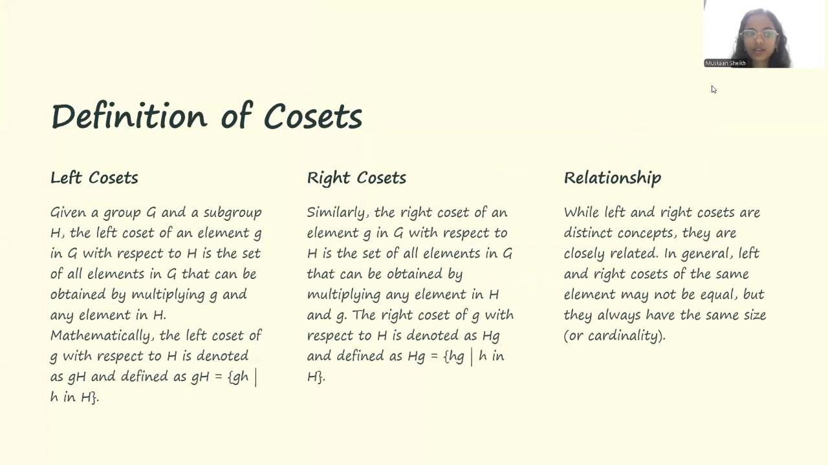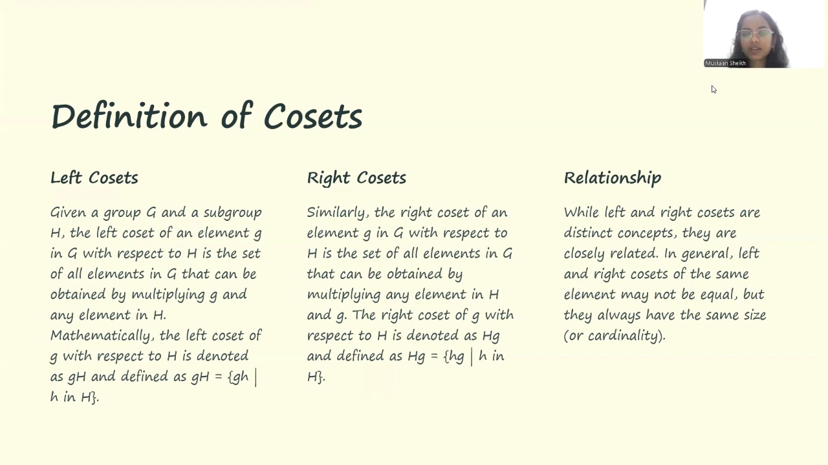Definition of cosets. Left cosets, right cosets, and their relationship. Left cosets: given a group G and subgroup H, the left coset of an element g in G with respect to H is the set of all elements in G that can be obtained by multiplying g and any element in capital H. Mathematically, the left coset of g with respect to H is denoted by gH and defined as gH equals {gh : h in H}.